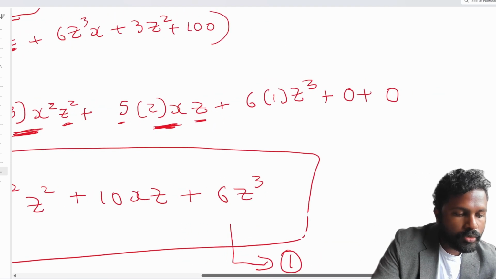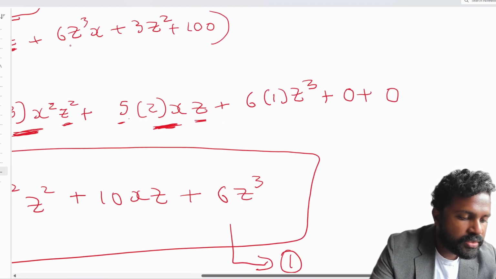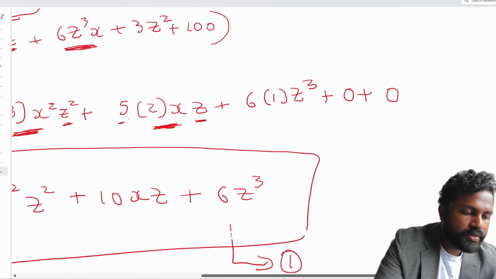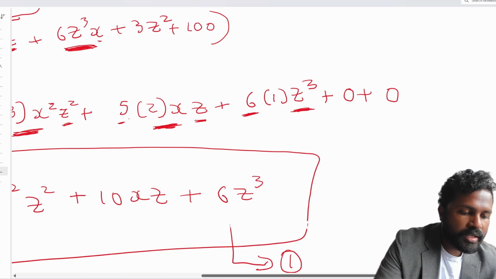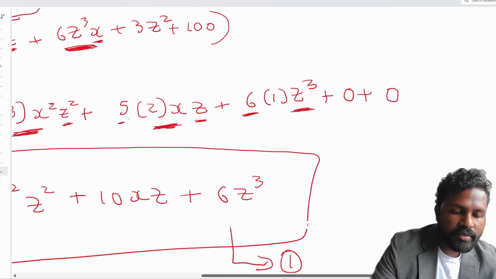Okay. Now the next term differentiated is 6 z cube x. 6 and z cube are constants, so they're not impacted at all during this differentiation. What is impacted is x. d by dx of x is 1. That's why it's 6 into 1 into z cube.